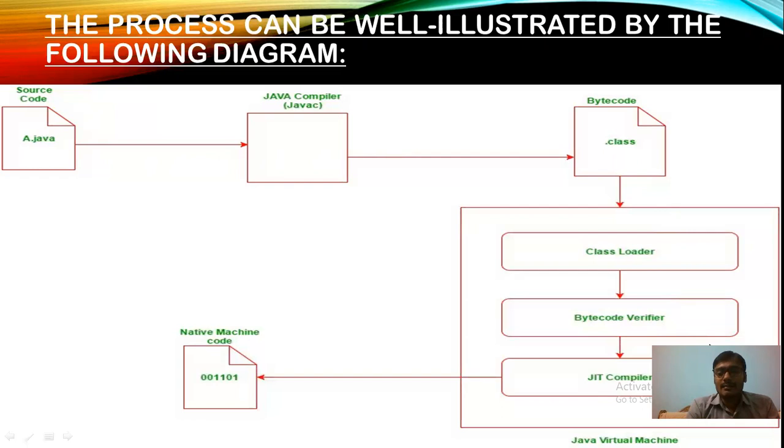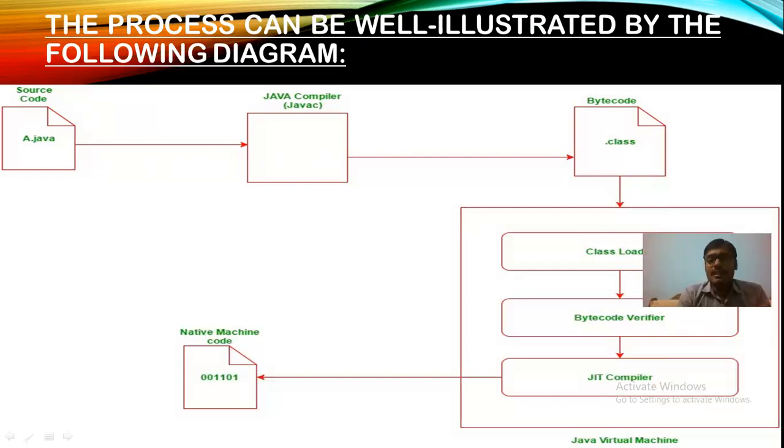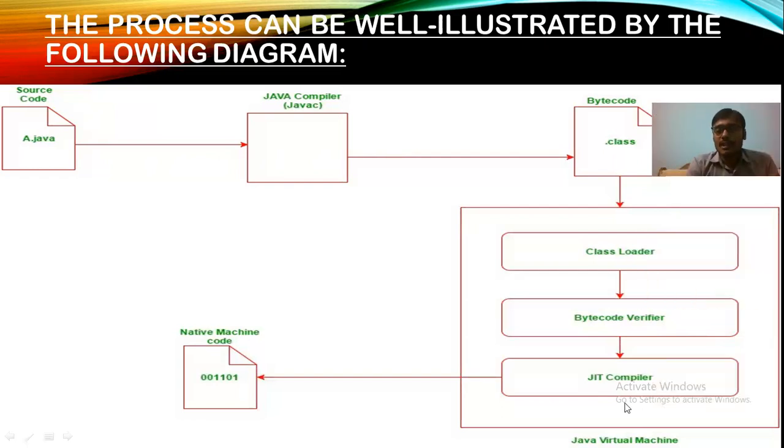Then at last, it will pass to the JVM, Java Virtual Machine. What is Java Virtual Machine? Here, Java Virtual Machine is a software. The bytecode is given to the Java Virtual Machine, which is finally converted into machine code, in the form of 0 and 1, so that the computer can understand what it has to do.